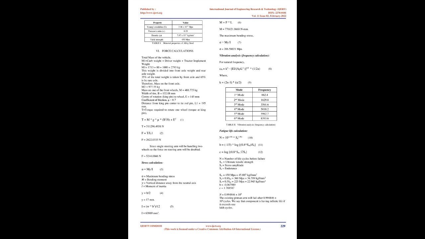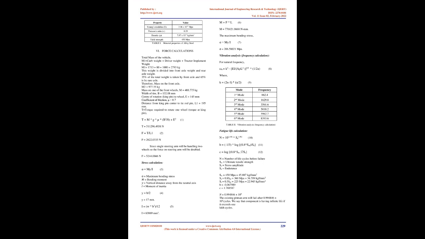Property. Value. 6. Force calculations. Total mass of the vehicle. M1 equals curb weight plus driver weight plus tractor implement weight. M1 equals 1713 plus 80 plus 1000 equals 2793 kilograms. This weight is divided into front axle weight and rear axle weight. 35% of the total weight is taken by front axle and 65% is by rear axle.